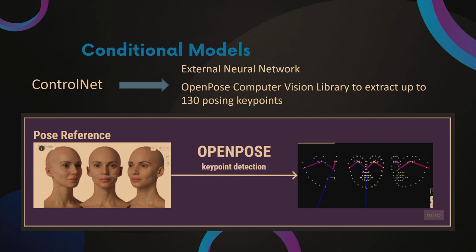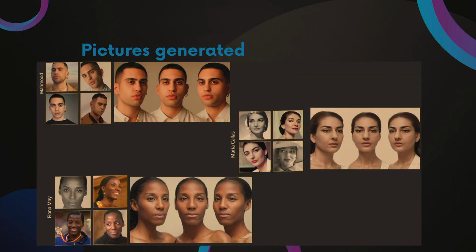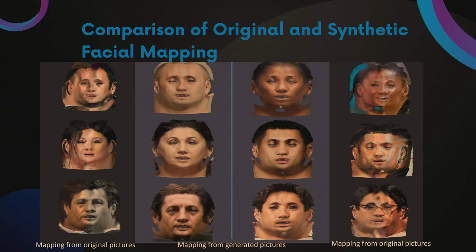This is ControlNet. ControlNet can condition the noise predictor on information such as human poses, and we use OpenPose, which is the key point detector. And this is an example of a picture generated with all these in the output of this workflow. And this is the comparison between the texture obtained with the original picture and the texture obtained with the picture output from the Stable Diffusion workflow.